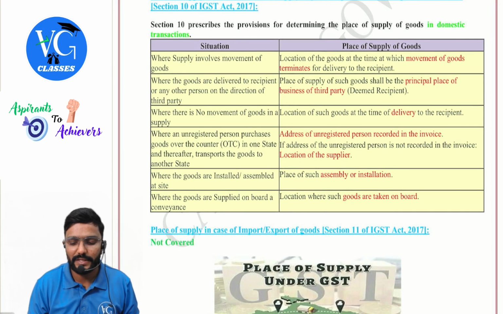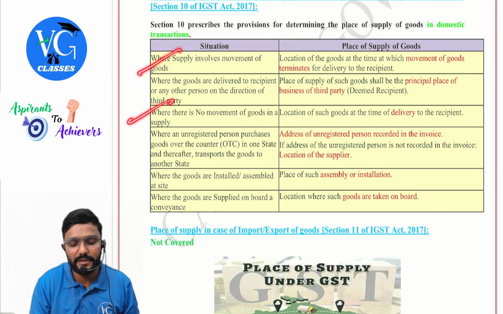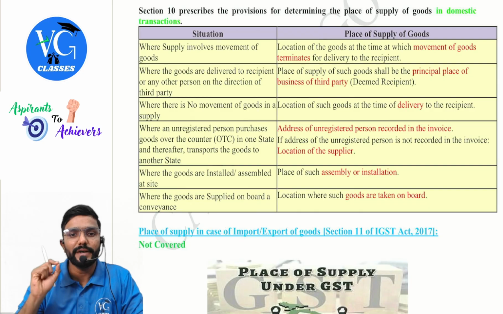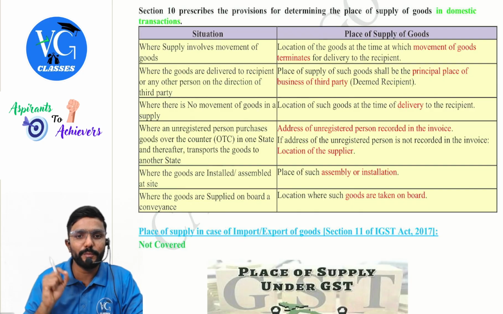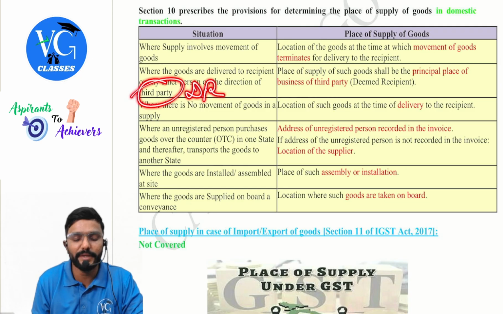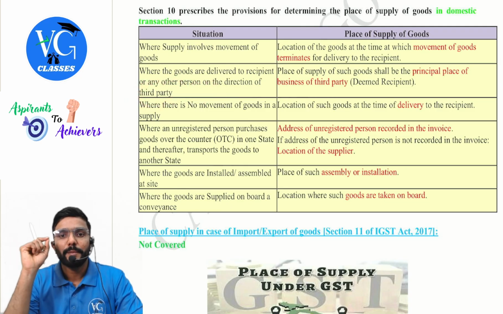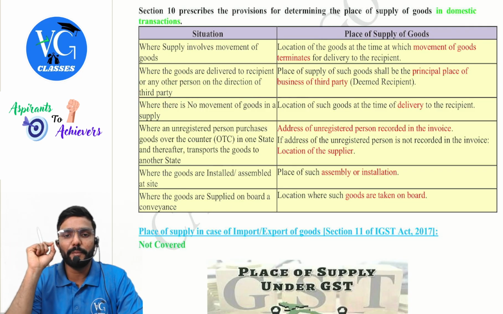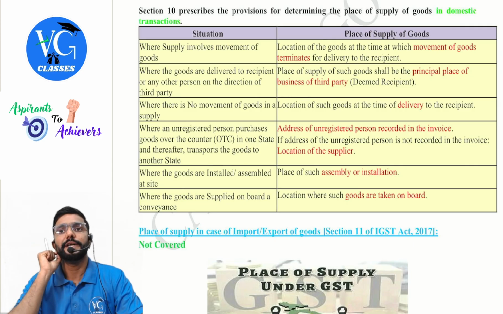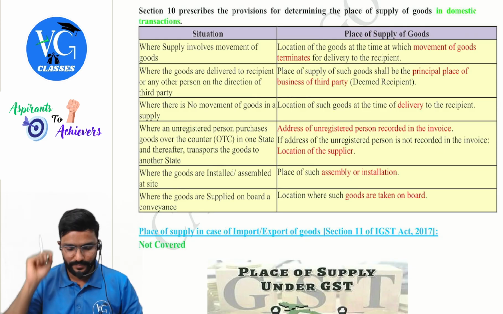Okay, second one, guys. One and three we have done. Second one: where the goods are delivered to the recipient or any other person on the direction of a third party. Who is the third party? The deemed recipient. The place of supply of such goods shall be the principal place of business of the third party, who is considered to be the deemed recipient. In my example, who was the third party? A.